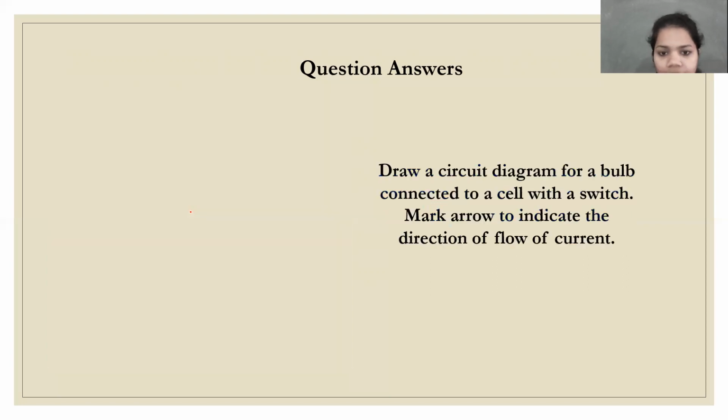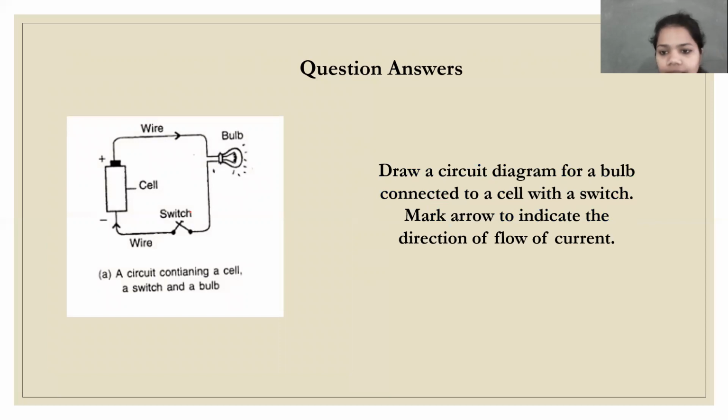Okay. Next, we have a question, that is, draw a circuit diagram for a bulb connected to a cell with a switch. And you have to also mark an arrow to indicate the direction of the flow of current. So see children, this is how our circuit will look like. We have a bulb connected to a cell, and there is a switch also, and the arrow shows from the positive to the negative. We know that the movement of electrons or the current will flow always from the positive to the negative. So this is the diagram showing the bulb connected to a cell with a switch, and the arrow indicates the flow of current.